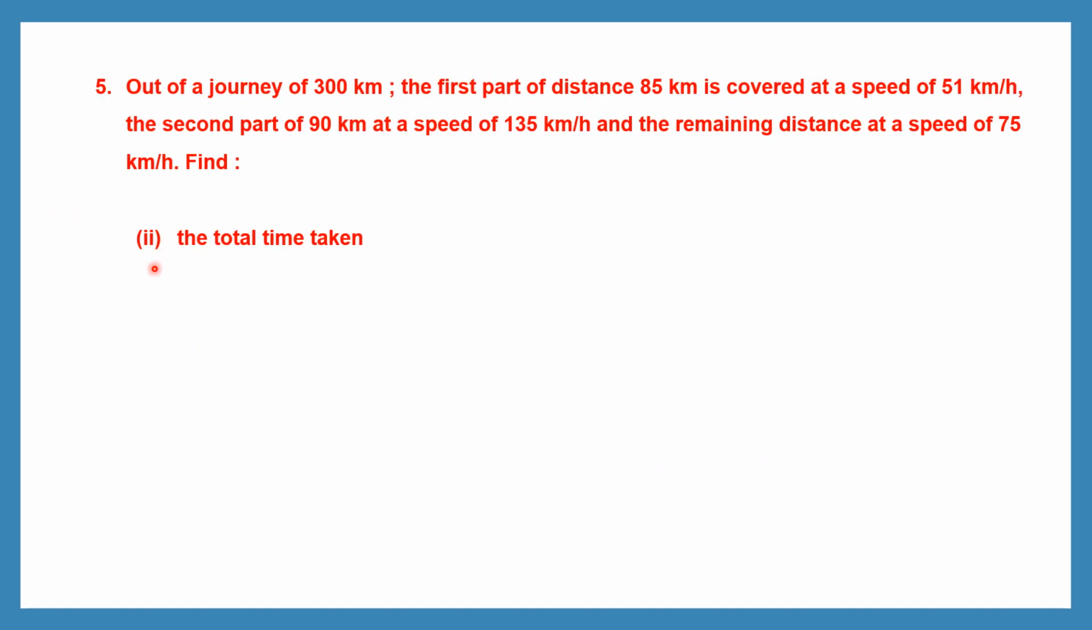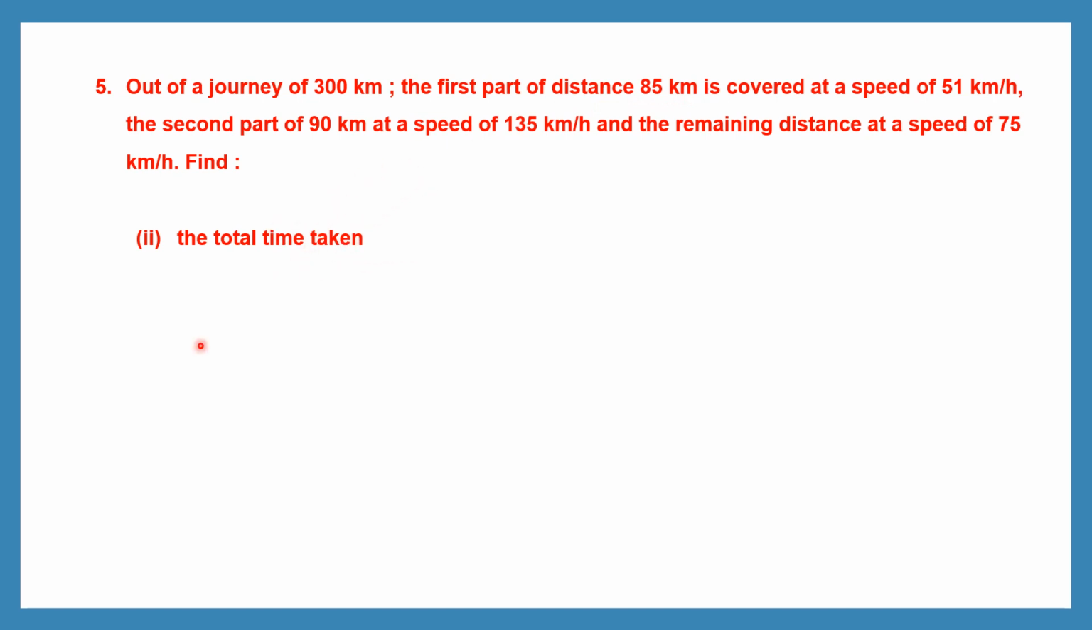So now we are doing the second part of question 5. We have to find the total time taken. So let's see if time is given anywhere. The first part of the distance is given, speed is given, again distance and speed, but time is not given. So that means we have to find the time in each case and then find the total time by adding up all the time given.